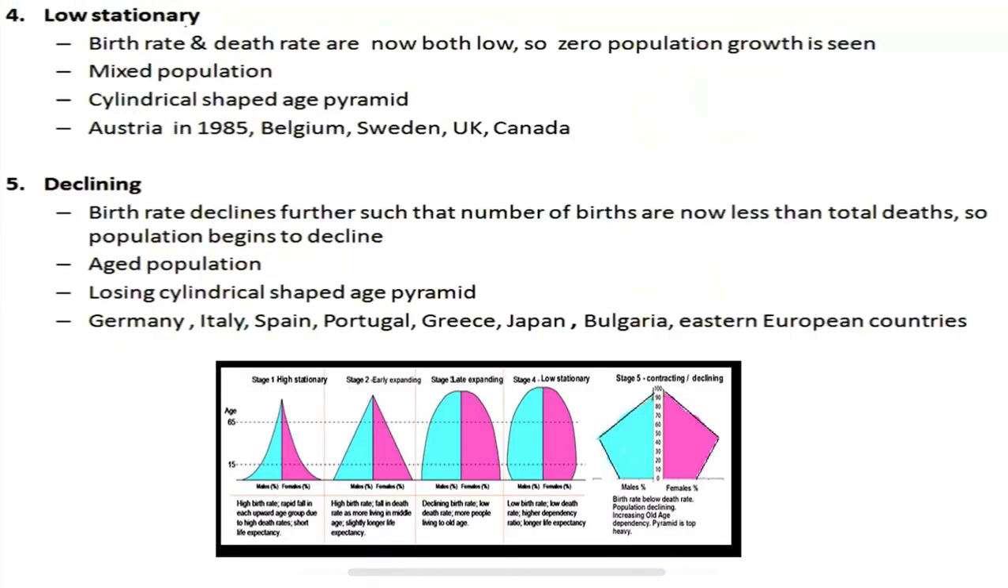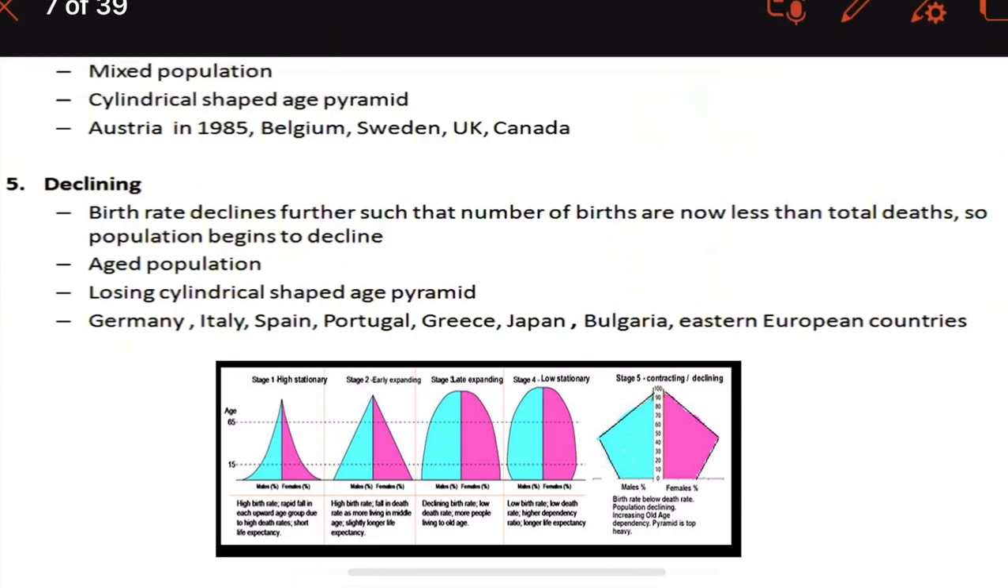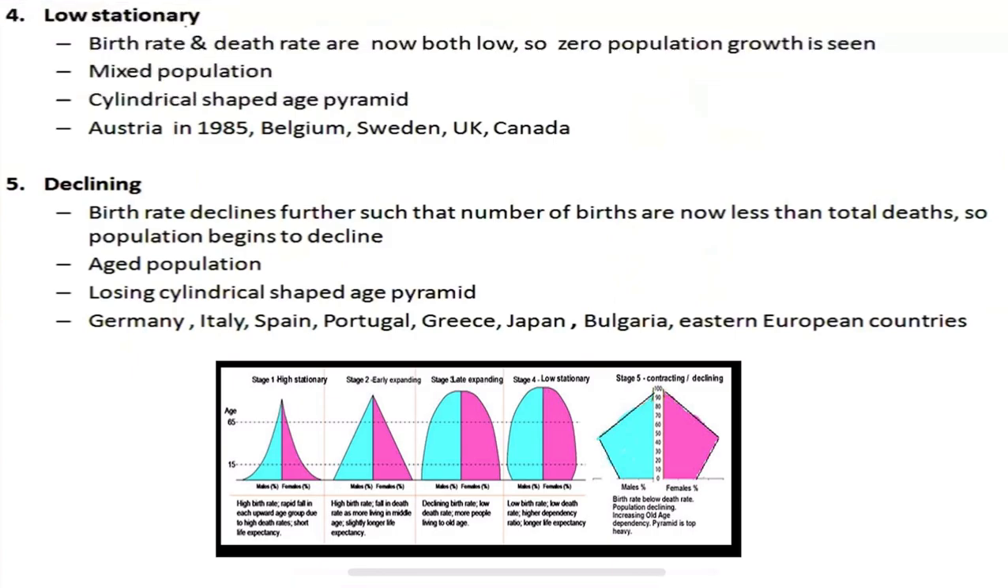Next, low stationary phase. Birth rate and death rate are now both low. So zero population growth is seen. Now what happens in low stationary? Again the word stationary is coming up. So the birth rate and death rate both are low. Only 2 babies are being born and 2 people are dying.